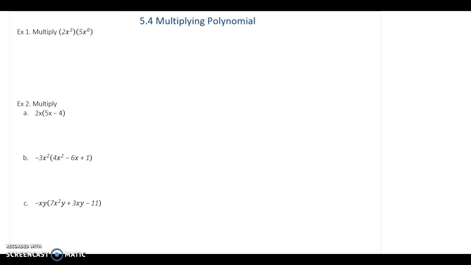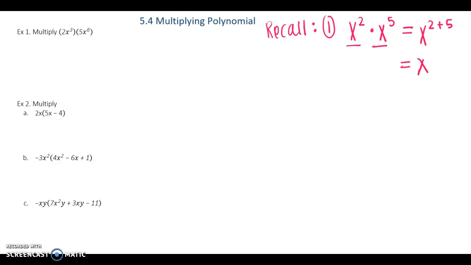All right, we are going to talk about multiplying polynomials. So the first thing that we're going to do is recall an exponent rule. If you have x squared times x to the fifth, let's say, so they're the same base, then you can combine the exponents. You can add them together. And so that gives you x to the 7.